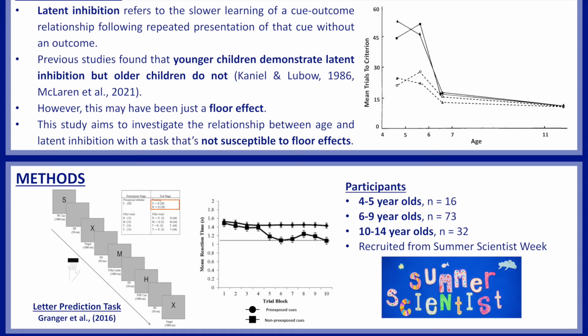Here, the x-axis is the trial presented and the y-axis was the reaction time for both cues, and the reaction time for pre-exposed cues was greater than the non-pre-exposed cues. Hence, we use this task to determine if we can find latent inhibition in children ages 4 to 5, 6 to 9, and 10 to 14, and recruited our participants from Summer Scientist Week.